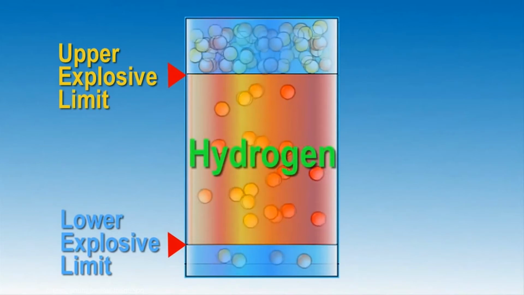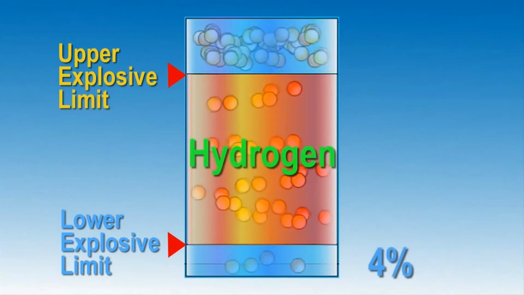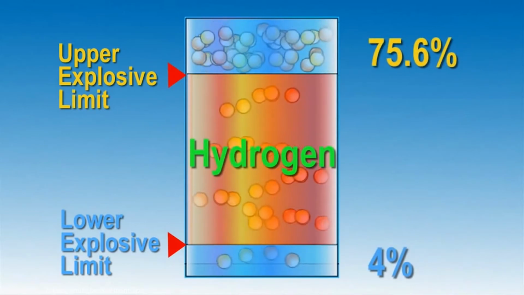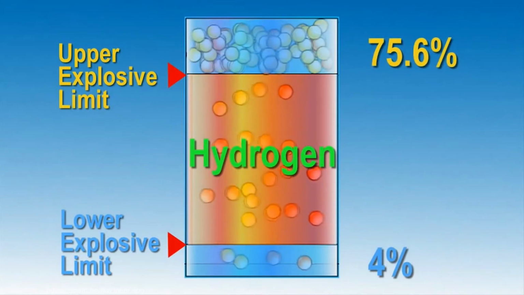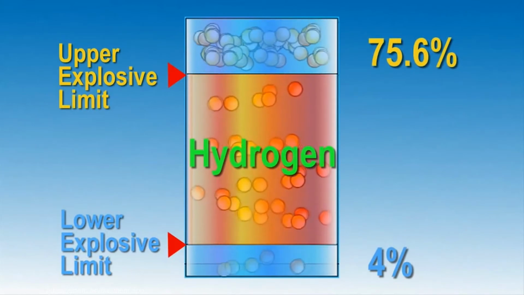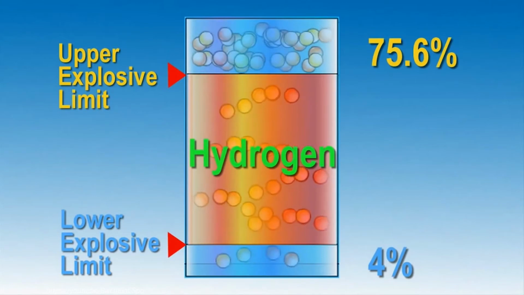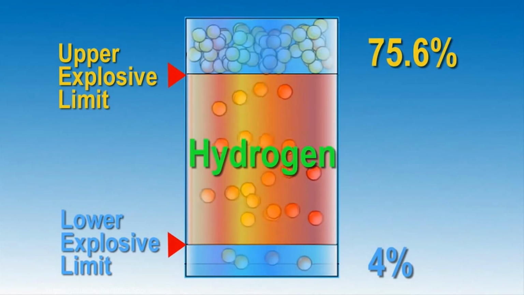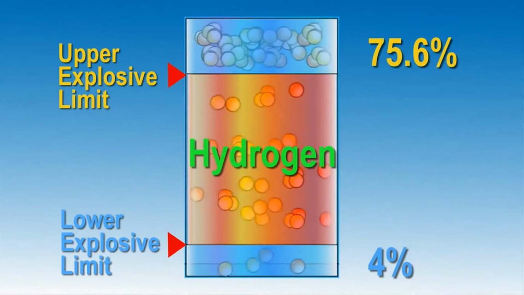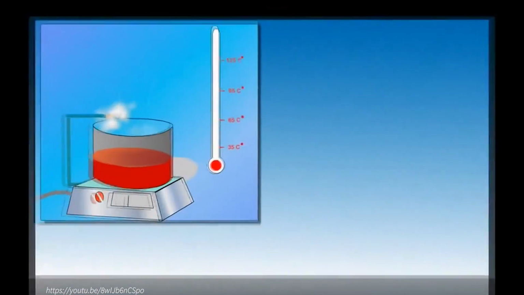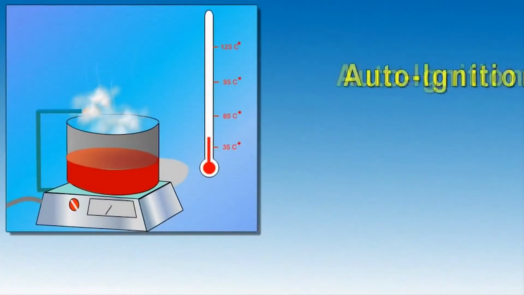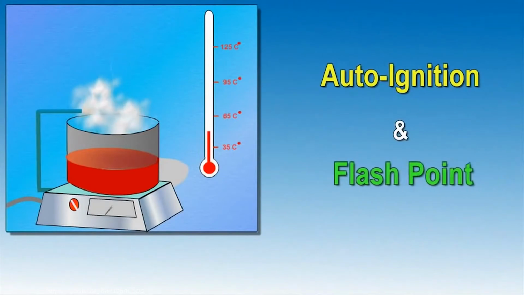In this example, the LEL of hydrogen is 4%, and the UEL is 75.6%. Therefore, any mixture of hydrogen and air that falls between these limits will have a flammable mixture. In addition to the explosive limits, each hazardous material will have an auto-ignition temperature and a flash point.